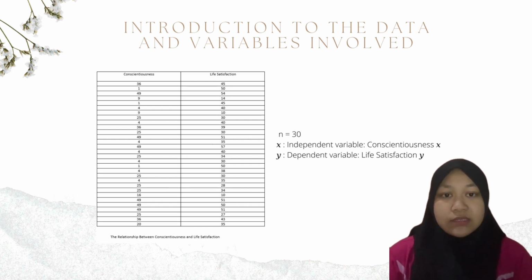Our group has searched for the data. As you can see on this slide, the data shows the relationship between conscientiousness and life satisfaction. The independent variable is X and the dependent variable is Y. And the sample size is 30.